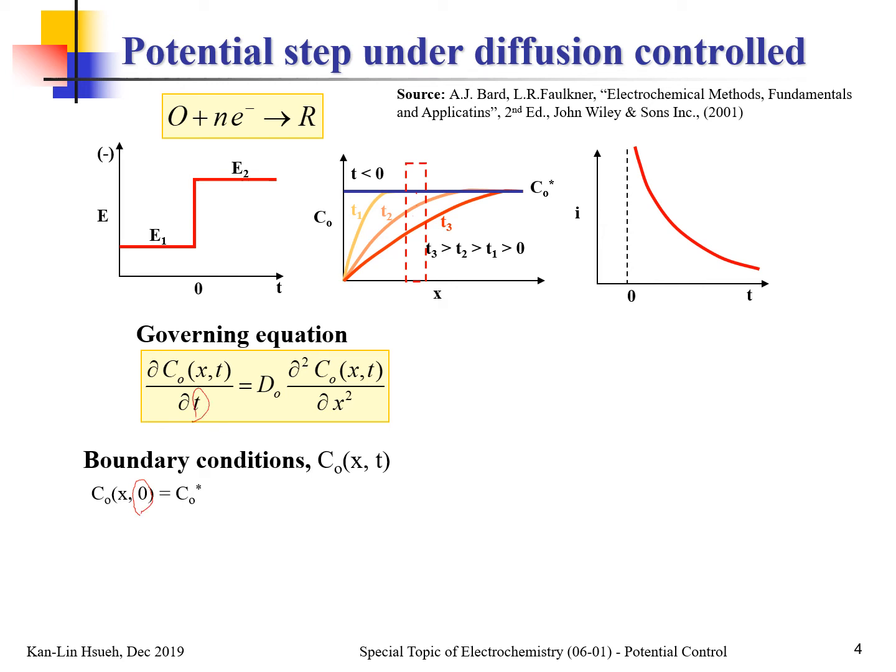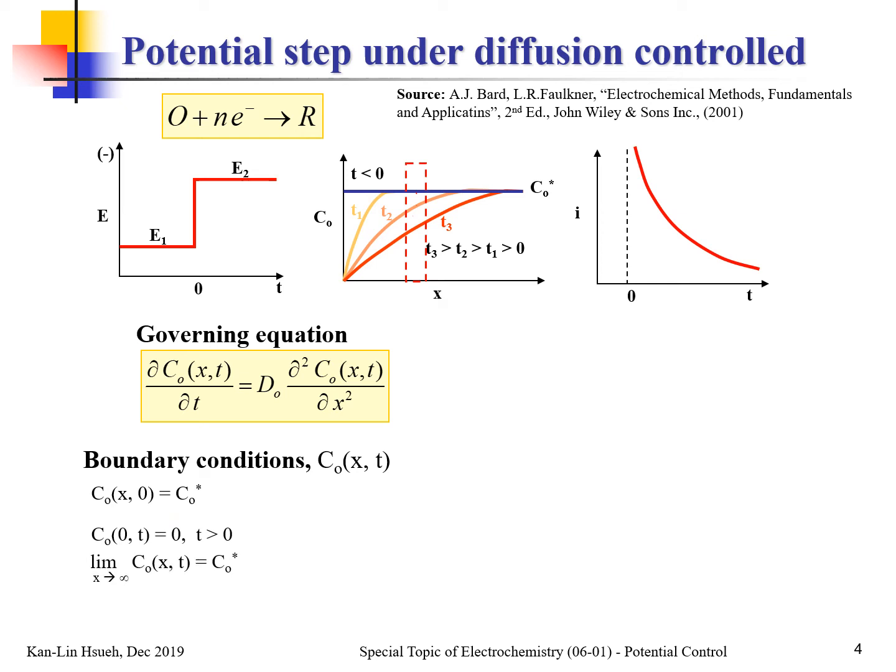We may call this the initial condition at time equal to 0. That means at any place, all the concentration inside the solution equals C_O star here. That's called the initial condition, or you may say the boundary condition with respect to time. And then for x, because it is second order with respect to x, we need two boundary conditions. At x equal to 0, the concentration always equals 0 because we control at the mass transfer limiting condition. That's the one boundary condition.